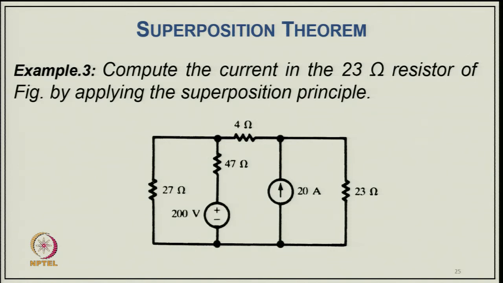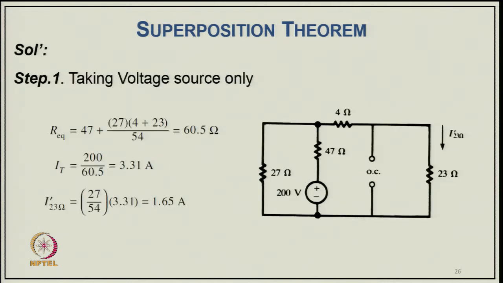Coming to example 3: compute the current in the 23 ohm resistor, the extreme resistor of the figure, by applying the superposition theorem, where we have one voltage source, one current source, and four resistances in the circuit. We take one source at a time. First we take only the voltage source, but in this condition the current source has to be open circuited because it does not have any internal resistance.